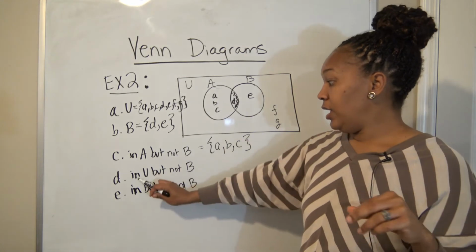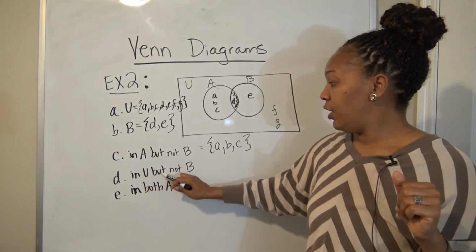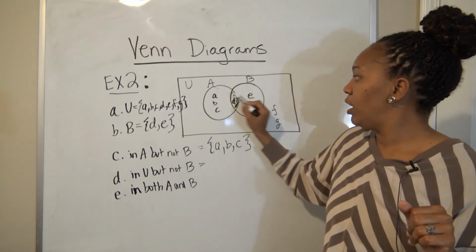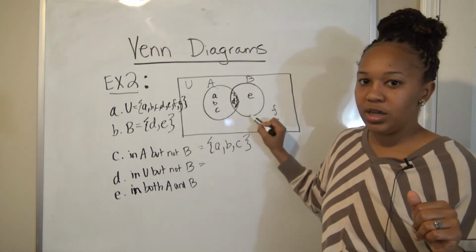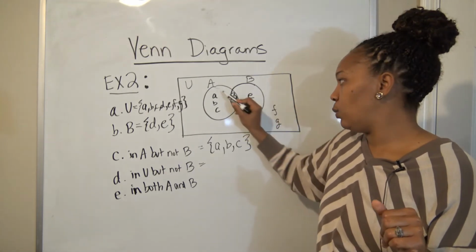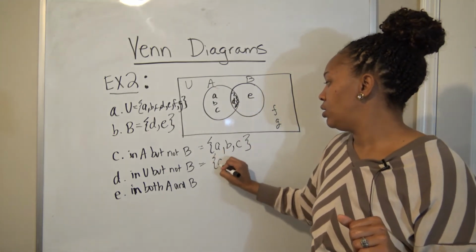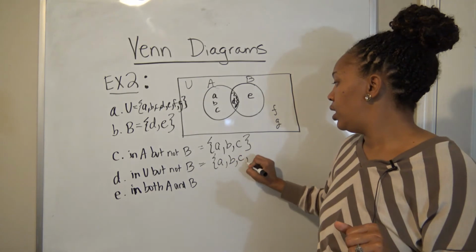Okay. And then for D, it says the things that are in U, but not in B. So that means we would include everything except these 2 things that are in B, which is D and E. So we would include the A, the B, the C, and the F and the G, because those are also in U.